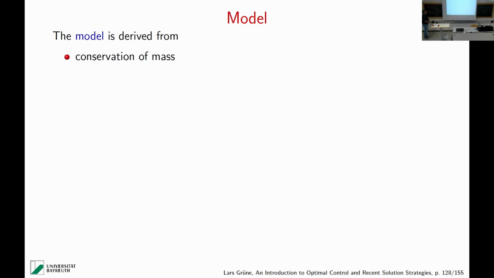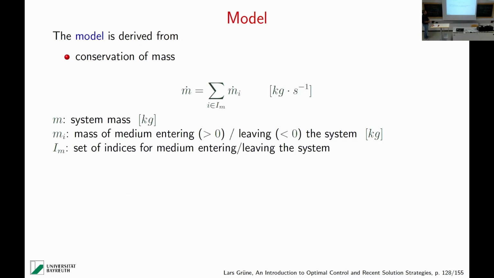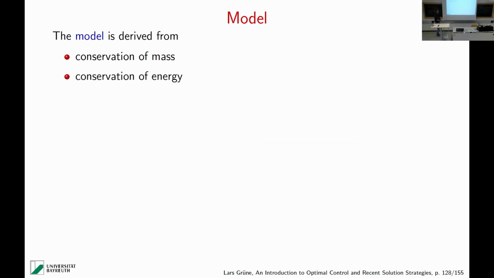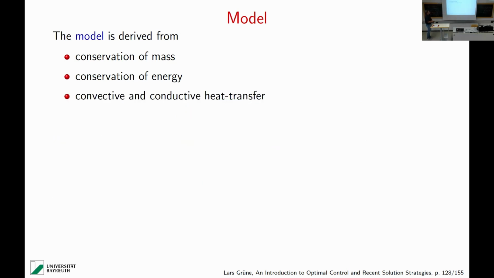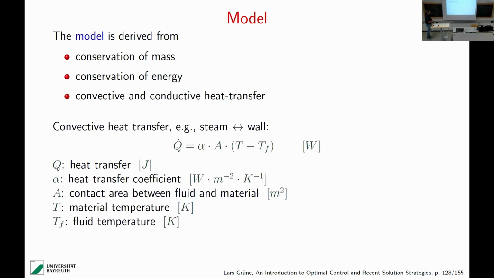There's of course a big model behind. The model is derived from conservation of mass. I'm going quickly through this because I'm not allowed to show the details and the constants and anything anyway. That's of course company property. But there's of course some conservation of mass in the steam circulation there. There is conservation of energy, where we have all these heat transfers also going on. There is convective and conductive heat transfer.